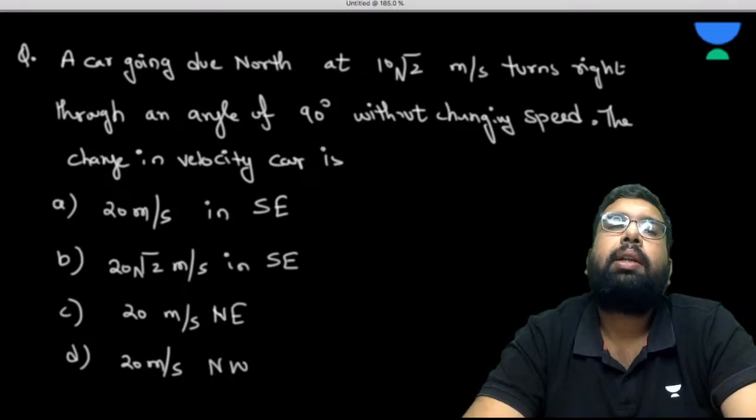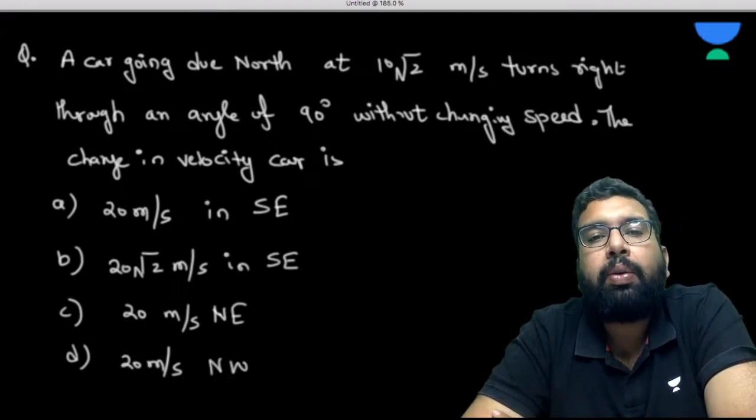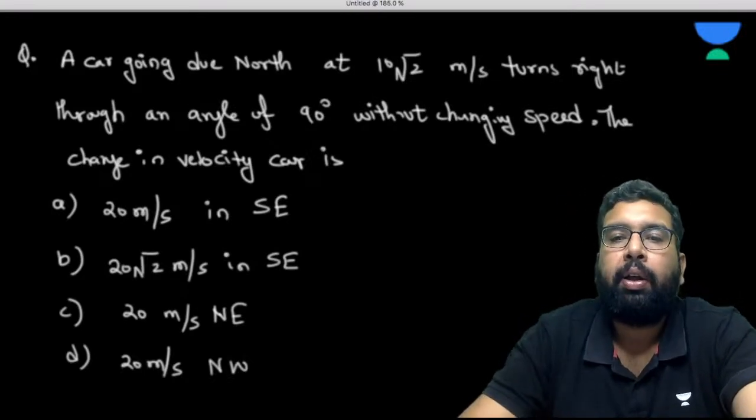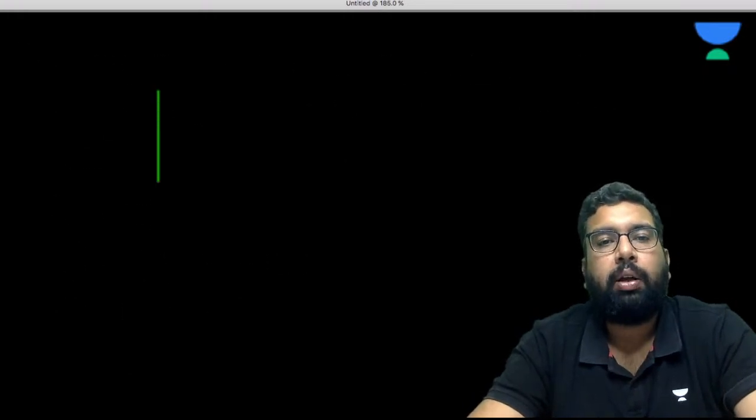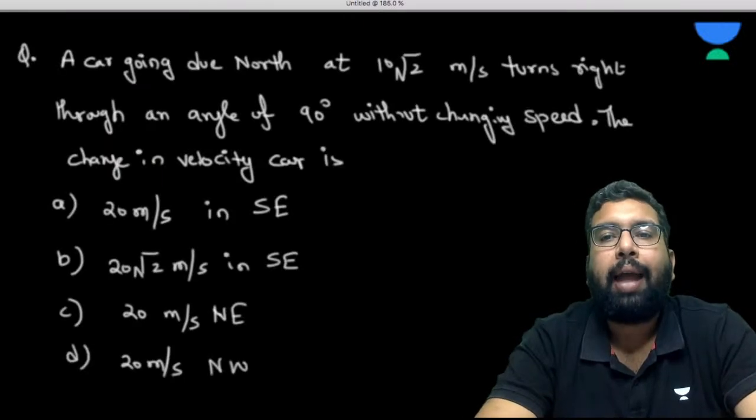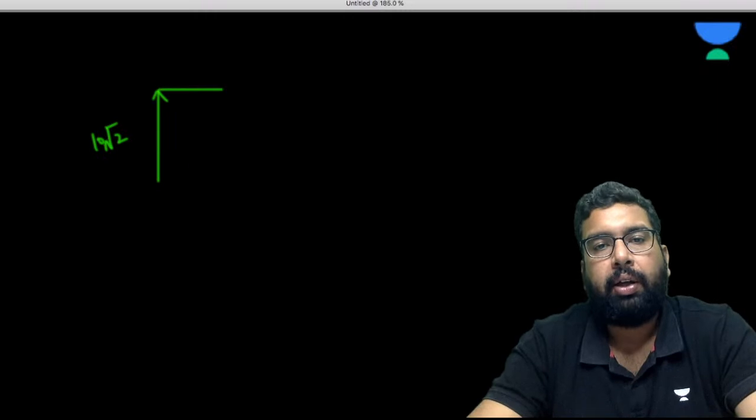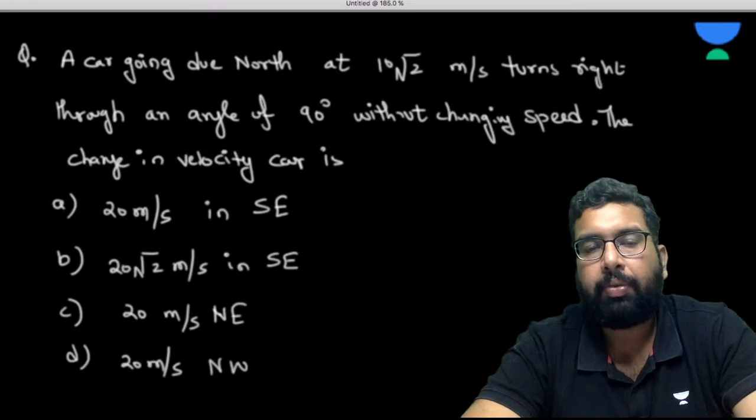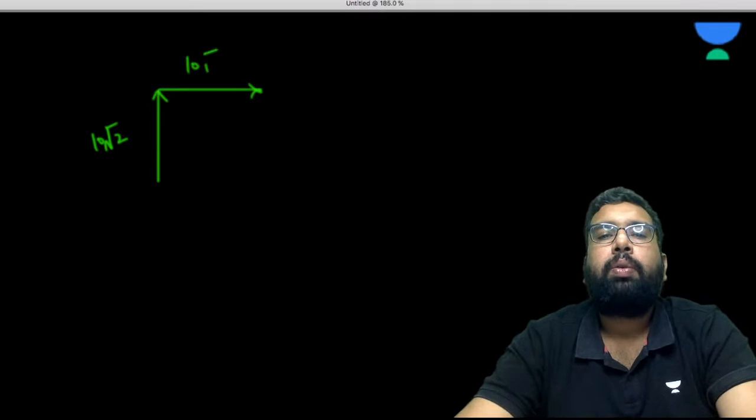Now what does this question say? A car going due north at 10 root 2 meter per second turns right through an angle of 90 degrees without changing the speed. So what does that mean? Basically the car is moving towards the north with a speed of 10 root 2, and it turns right through an angle of 90 degree. Bima, please always tell me if I'm going in a fast manner. I'll wait till you solve the question.